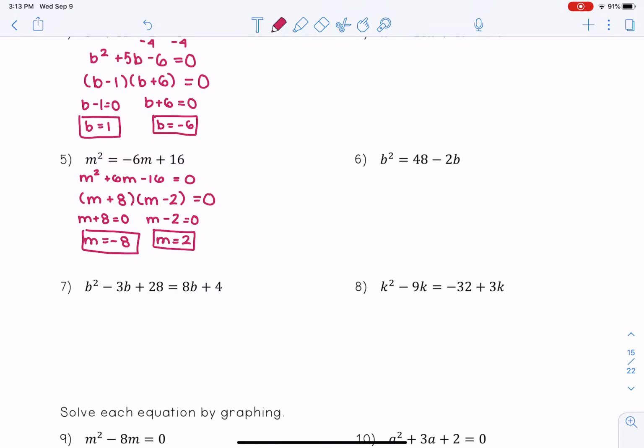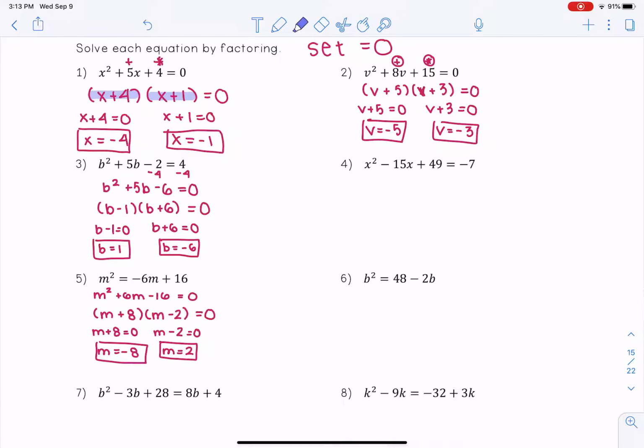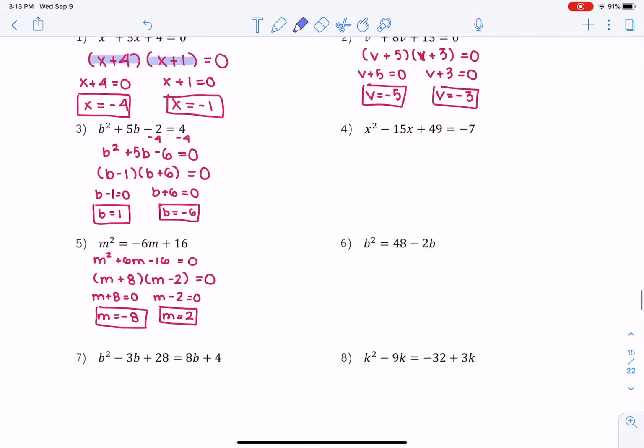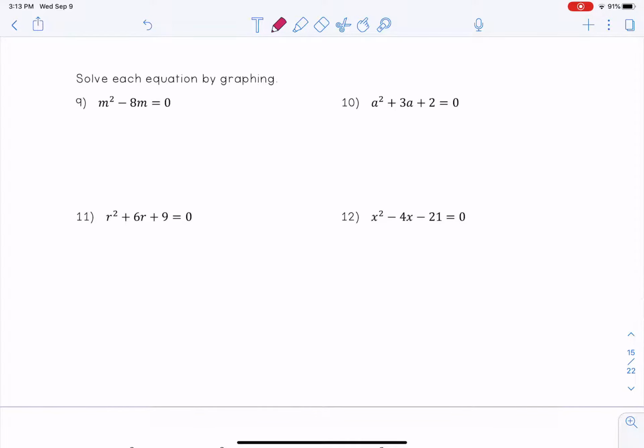So make sure you try the rest of these problems on your own. Your goal is always first to set equal to 0, and then you're just going to factor and solve. The next type of way that we can solve is by using our graphing calculator.